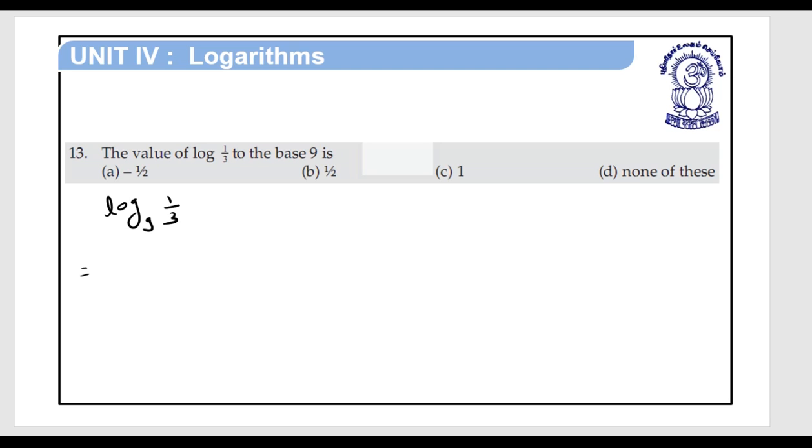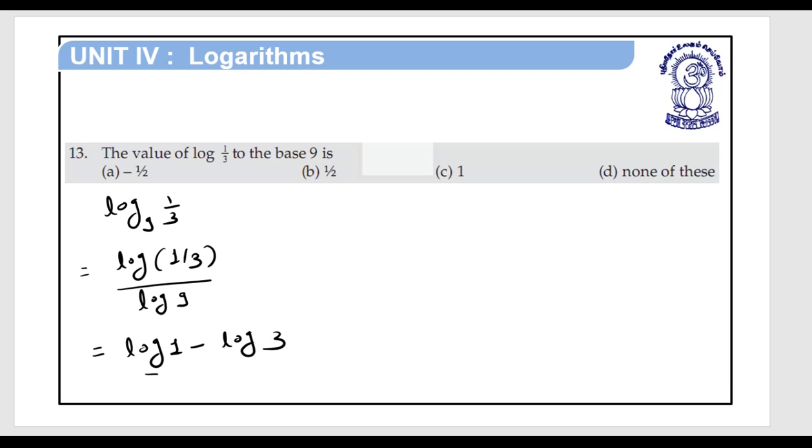Here we can write log 1/3 by log 9. Also we can write log a by b, so log 1 minus log 3 by log 9. Convert 9 into the form of 3: 3 threes are 9, so 3 square.